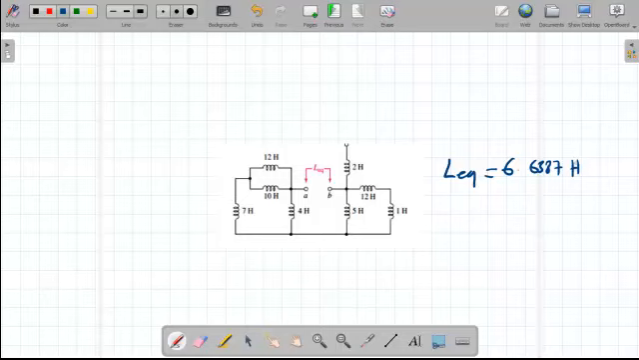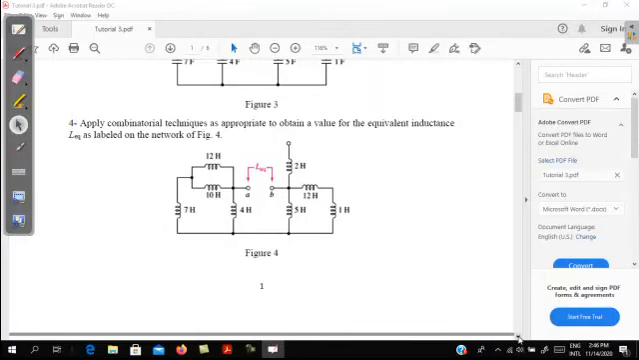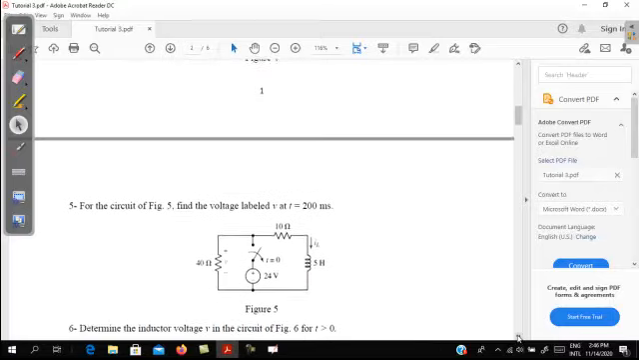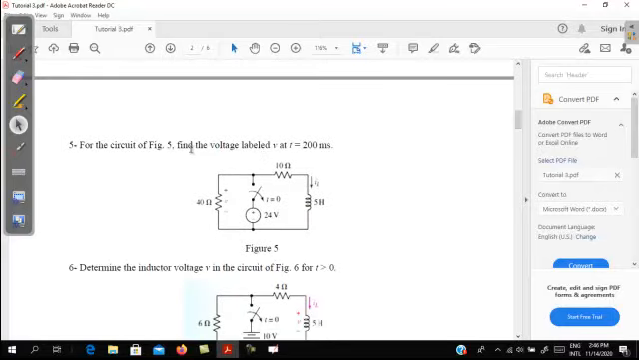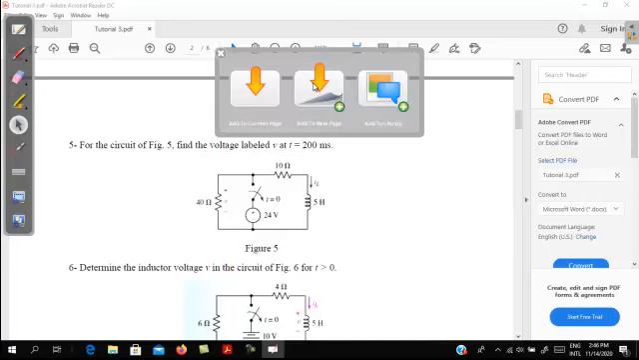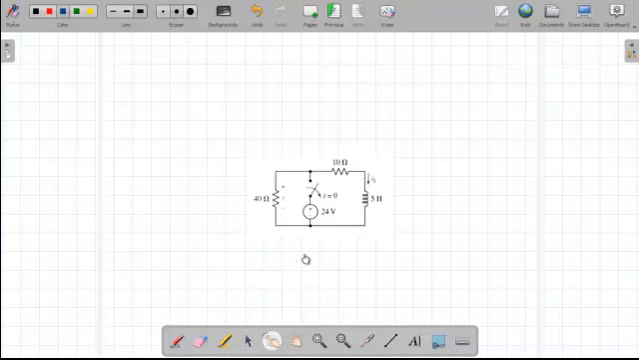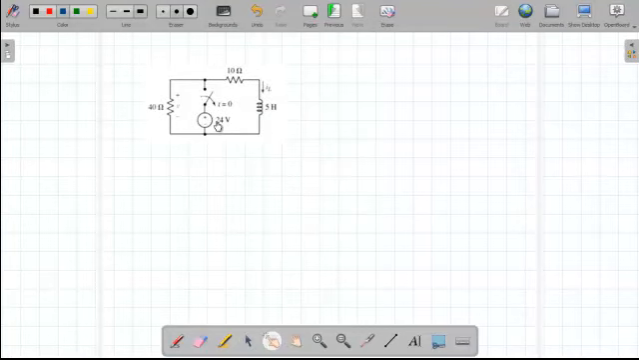Okay, now we go to question number 5. In question number 5, we need to find the voltage at t equal 200 millisecond. Now remember the rule. For this we need to find the 0 minus and 0 plus values, or the values of the current and the voltage before opening the switch and after opening the switch.